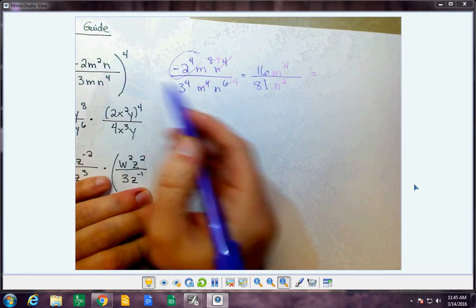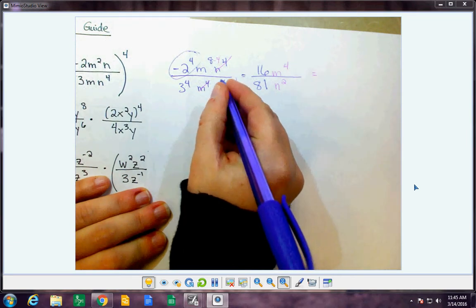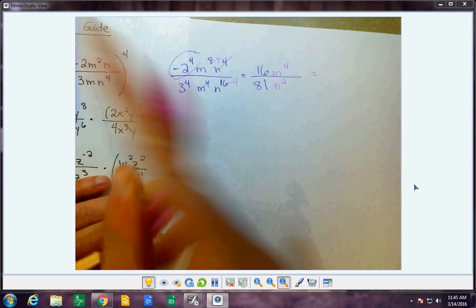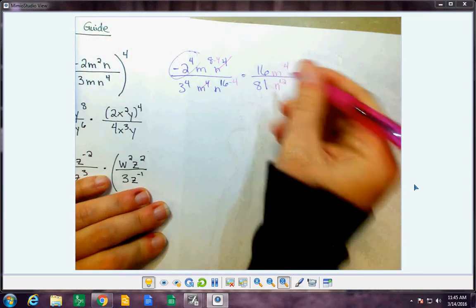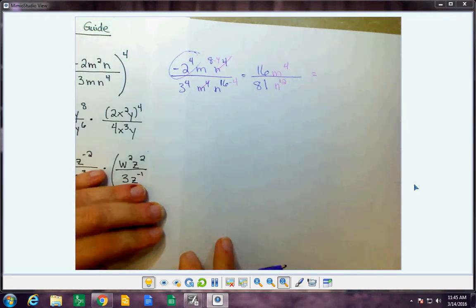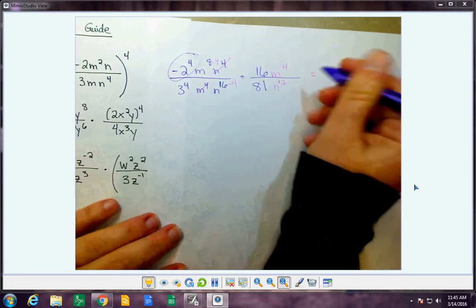4 times 4 is 16. I wrote a 6 instead of a 16. I just forgot my 1 there. So 16 minus 4 will give me 12. There we go. This can't be reduced. Those are different letters, different bases. So that is now simplified.